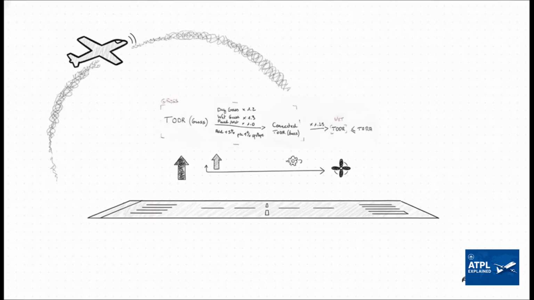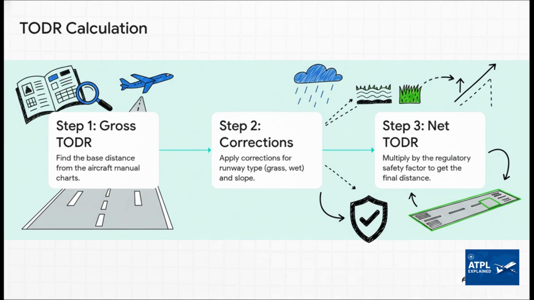I know, this flowchart for takeoff distance required, or TODR, might look like a mad scientist's notes, but I promise you, it's actually a pretty simple 3-step process. So let's unravel it together, shall we? See? It's just a simple 3-step dance.